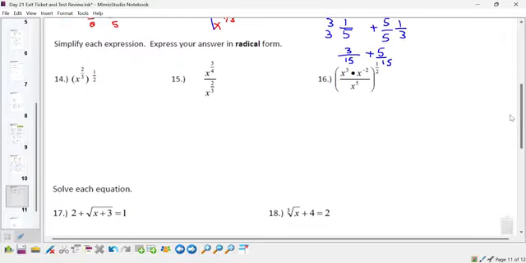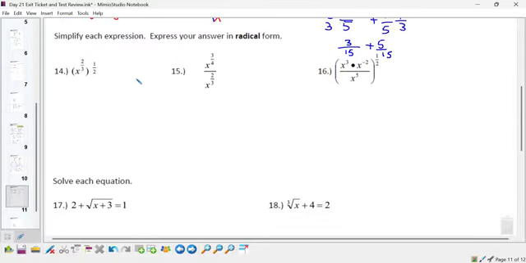It says simplify each expression and write your answer in radical form. So I noticed that I already am in rational form, and I have a power to a power situation. I'm going to multiply 2/3 times 1/2. When I multiply across, I get 2/6, which is 1/3. And x to the 1/3 in radical form is going to be the 3rd root of x.